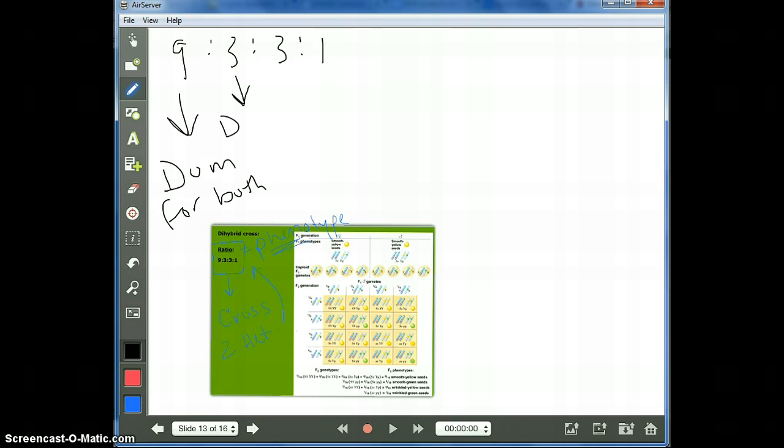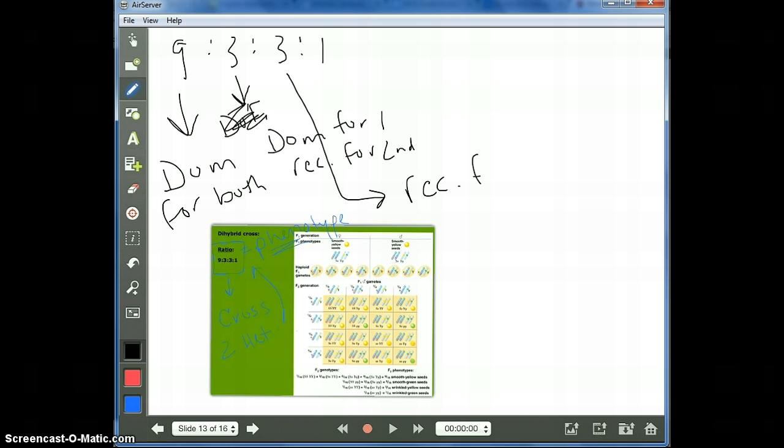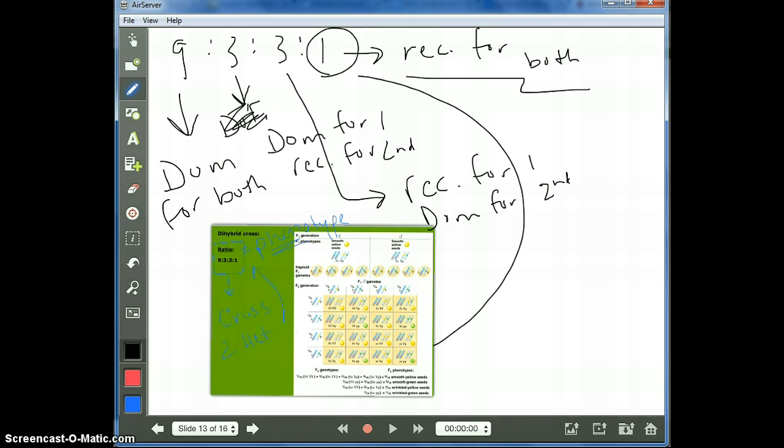3 of them are dominant for one, recessive for the second. Okay, this one is going to be recessive for one, dominant for the second, and this one is recessive for both. So in our cross, we only have one chance out of actually 16 chances in which we can get wrinkled and green seeds, recessive traits for both.